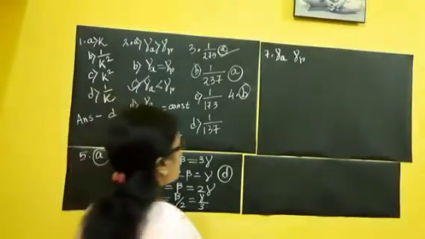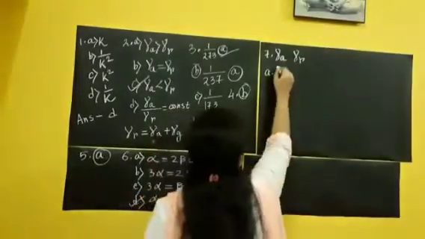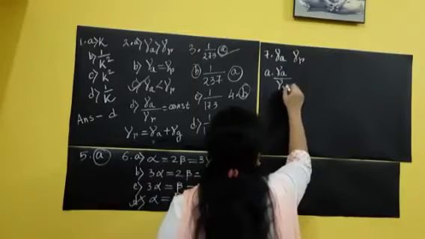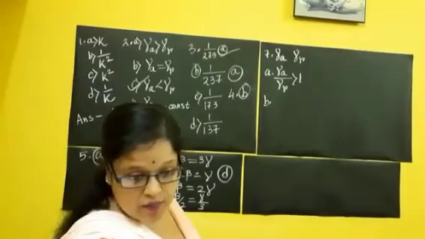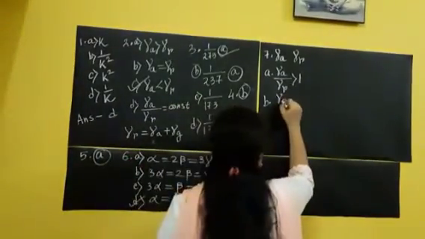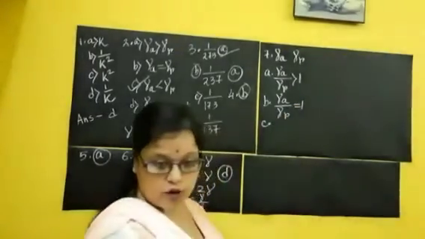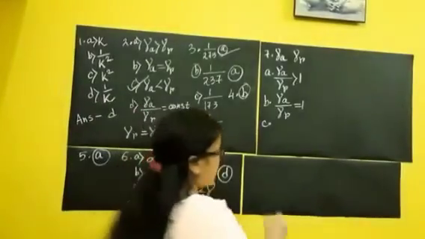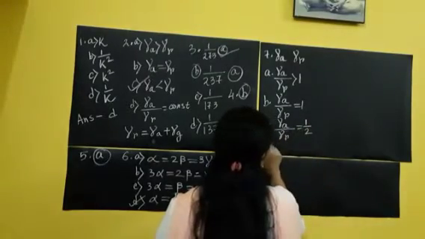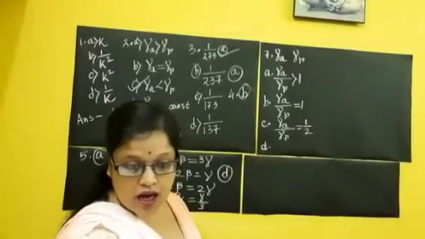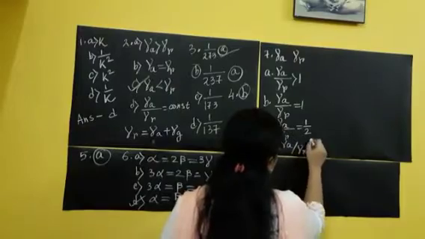What are the options? Option A: gamma A by gamma R is greater than 1. Option B: gamma A by gamma R equal to 1. Option C: gamma A by gamma R equal to half. Option D: gamma A by gamma R less than 1.